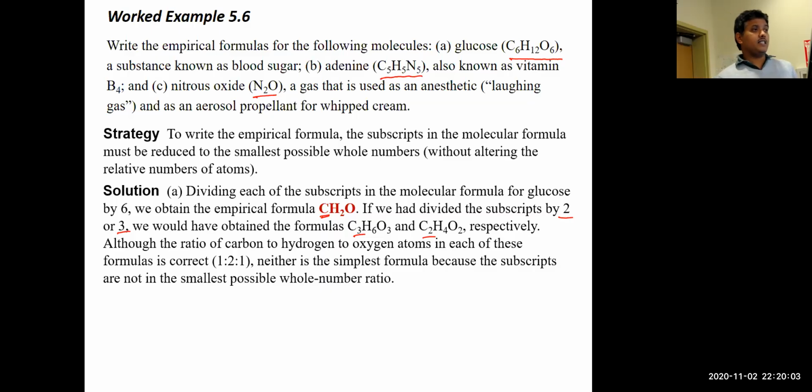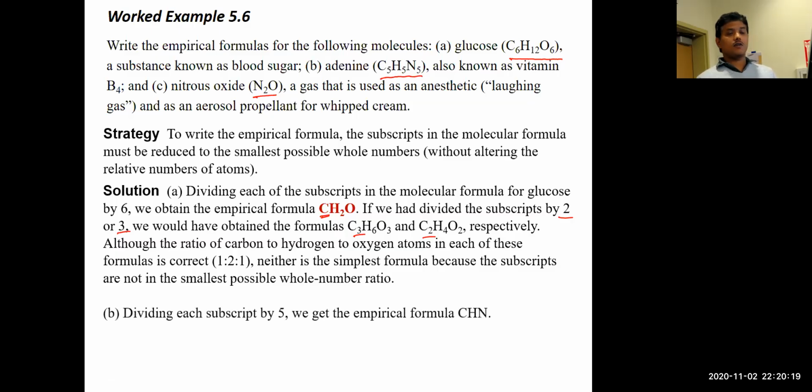What about adenine, C5H5N5? Looks as easy as it can get, right? Each one of them has the same number of atoms, 5, so just divide all of them by 5, and you would end up with CHN as your empirical formula. See, it gets easy. And for C, nitrous oxide, I call it laughing gas. I'm not laughing. Yes, I am. I'm not even inhaling nitrous oxide, but still I'm laughing.